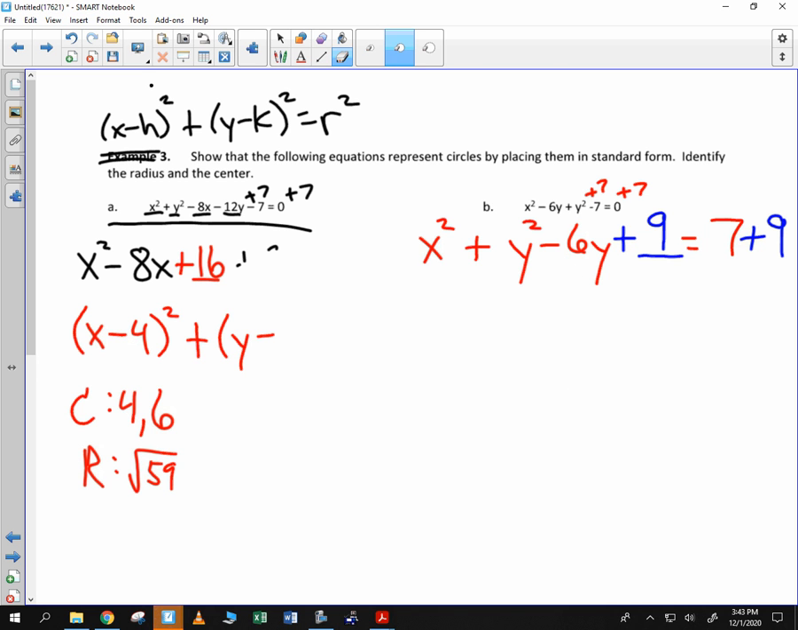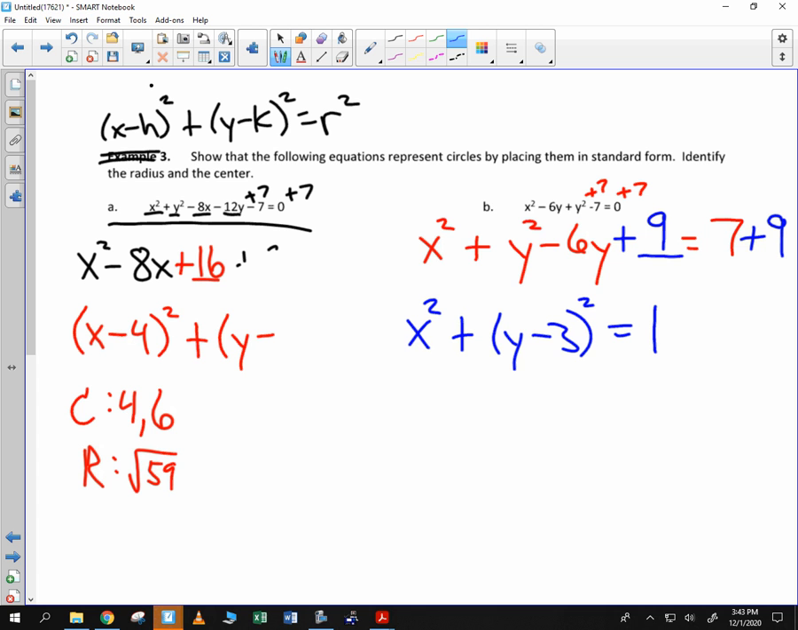We have x squared. We have y minus 3 times y minus 3, or (y minus 3) quantity squared, is equal to 16. Now I know what the center is. The center is (0, 3), and the radius is 4.